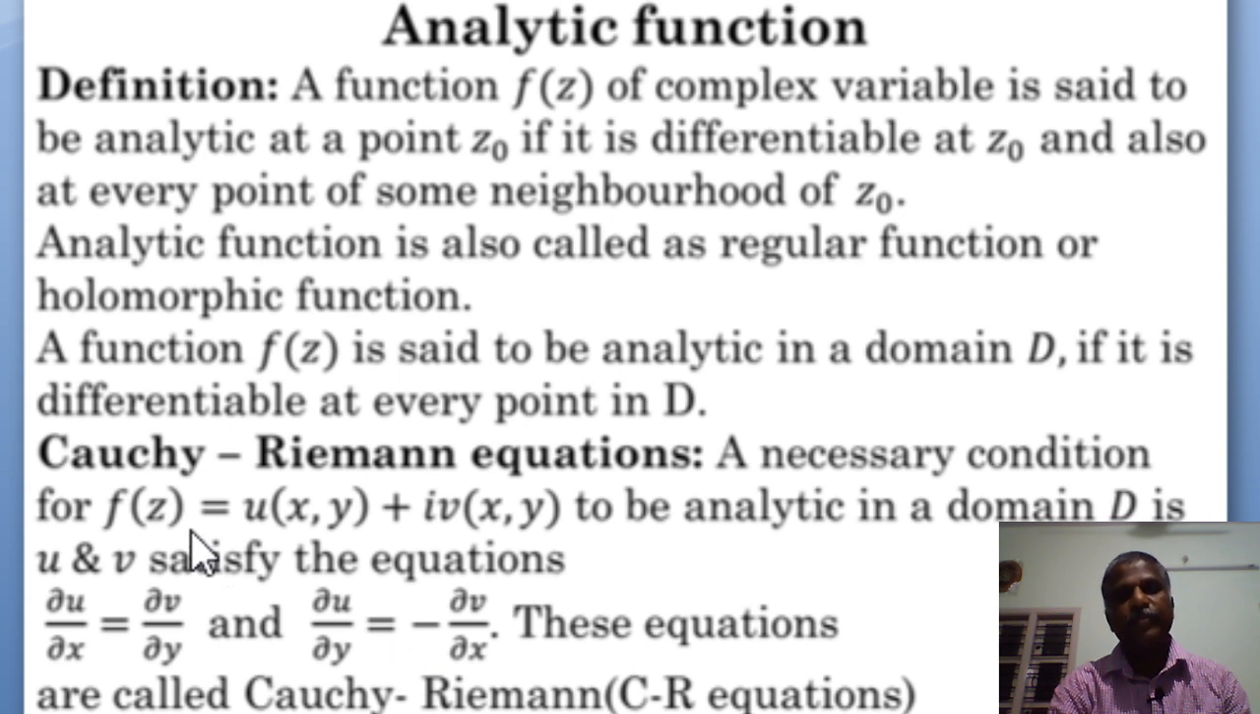We know that a complex function is represented by u of x comma y plus i into v of x comma y, that is, u and v are functions of x and y. So the derivatives involved are partial derivatives. If there is a function of more than one variable, we have to find partial derivatives, not ordinary derivatives. So this function is said to be analytic in a domain D if u and v satisfy the equations dou u by dou x equal to dou u by dou y and dou u by dou y equal to minus dou u by dou x.